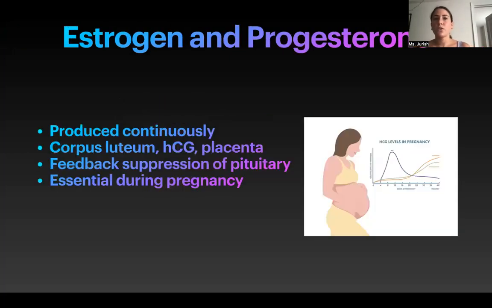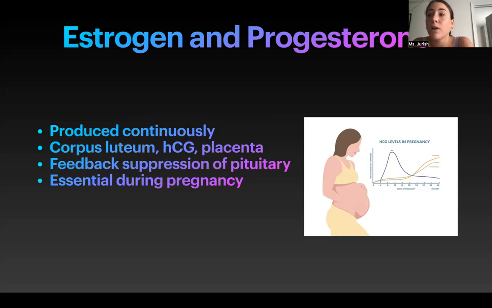All right, now getting to estrogen and progesterone. Estrogen and progesterone are produced continuously during pregnancy, first by the corpus luteum under the influence of HCG, and then by the placenta. With high circulating levels of these steroid hormones, feedback suppression of the pituitary continues throughout pregnancy, which prevents another set of follicles from beginning development. During pregnancy, estrogen contributes to the development of the milk-secreting ducts of the breasts, and progesterone is essential for maintaining the endometrium and also helps suppress uterine contractions.